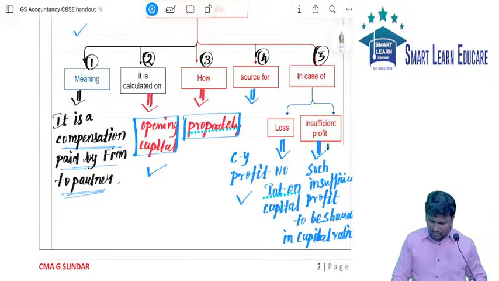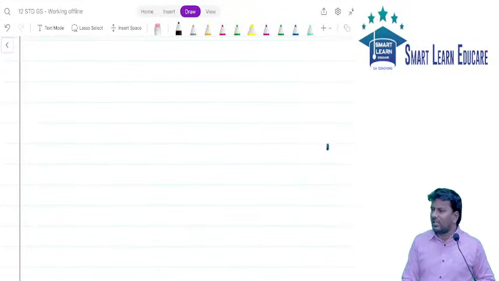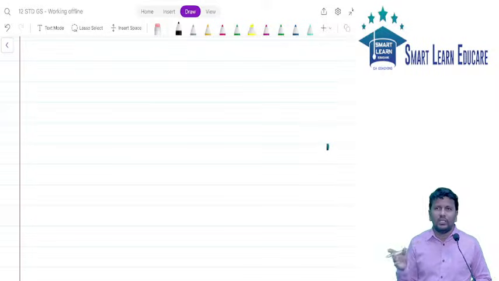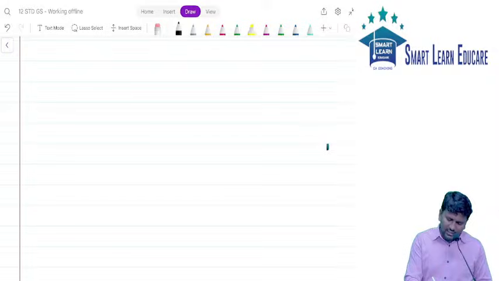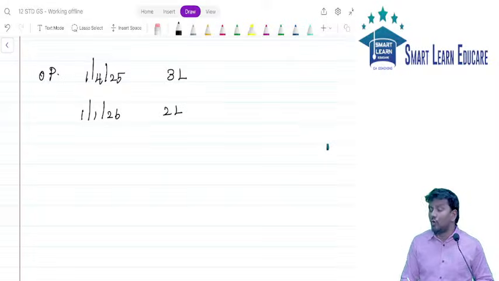Opening capital. And how should it be calculated? Proportionately. What do you mean by proportionately? Suppose any additional capital is contributed during the year, for that we need to calculate interest proportionately. For example, we have opening capital on 1st April 2025, which is 3 lakhs. And during the year, the partner contributed additional capital on 1/1/2026, 2 lakhs.